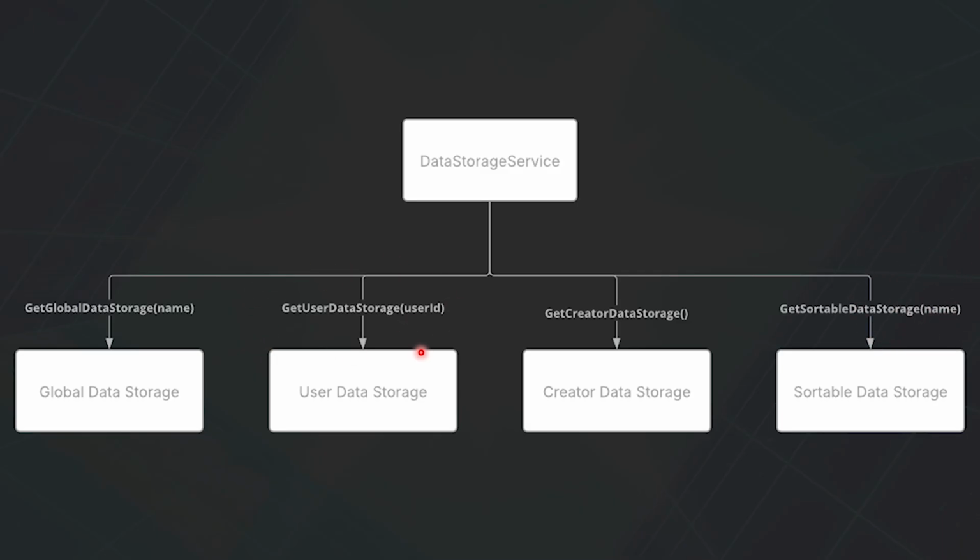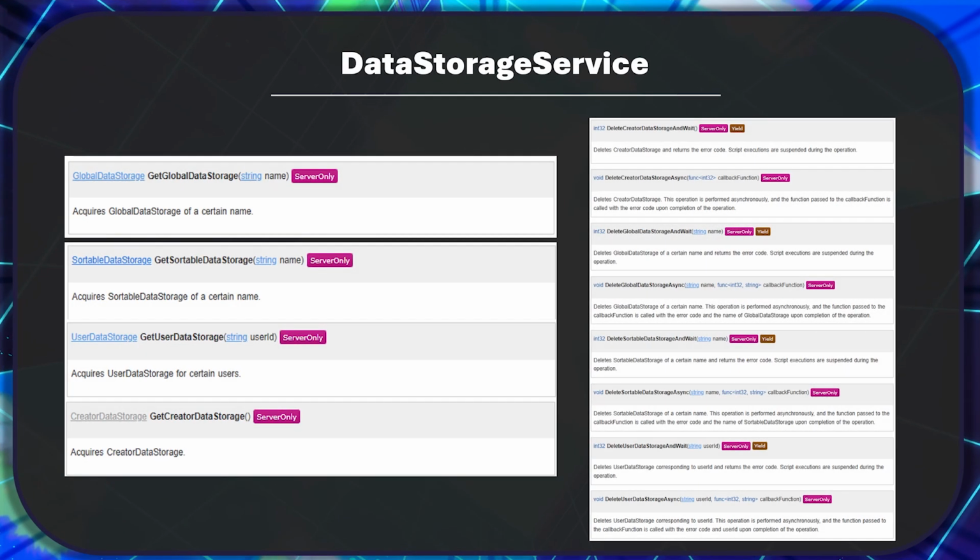User data storage houses a single container per user, so we need to specify the user ID when retrieving this data. Creator data storage can only house a single container of data, so we don't need to specify any special parameters during retrieval. So here are those functions again to retrieve the data storages. And as mentioned, each of these require different parameters when retrieving due to their different natures and use cases.